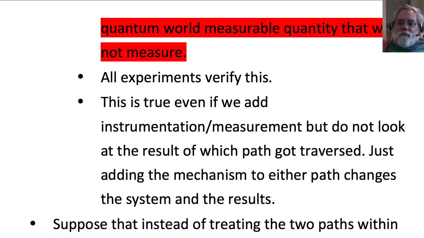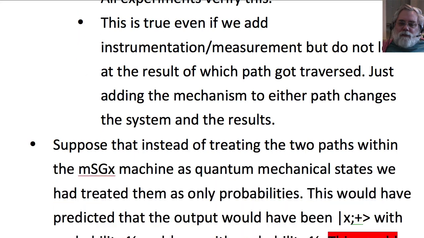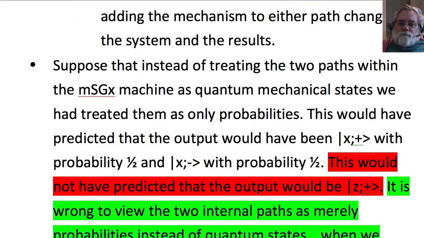All experiments verify this. This is true even if we add instrumentation measurement, but we do not look at the result of which paths get traversed. Just adding the mechanism to either path changes the system and the results.